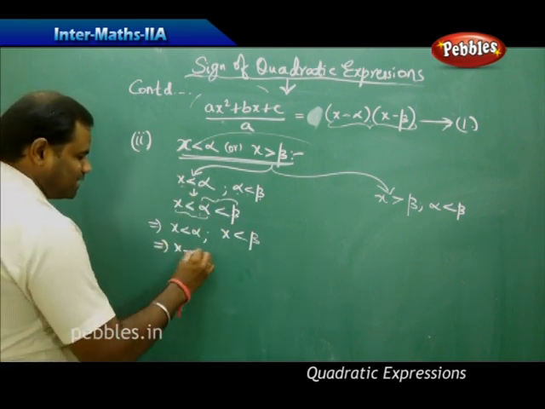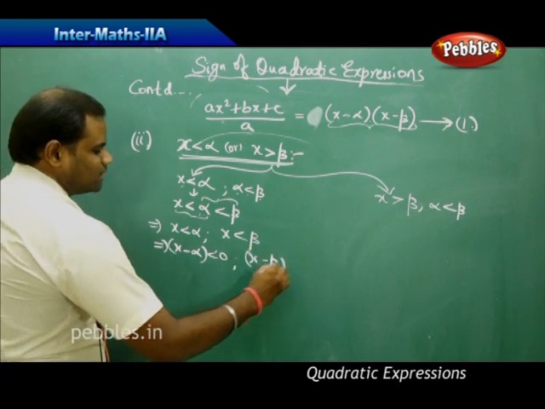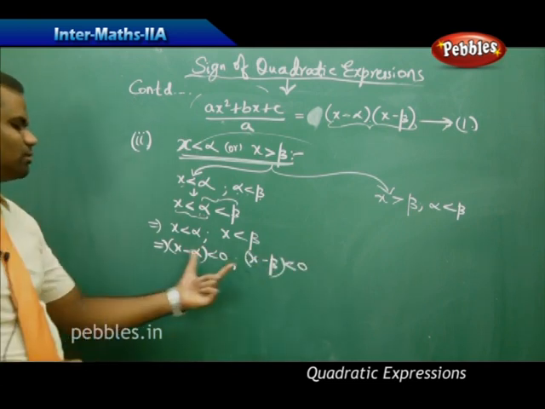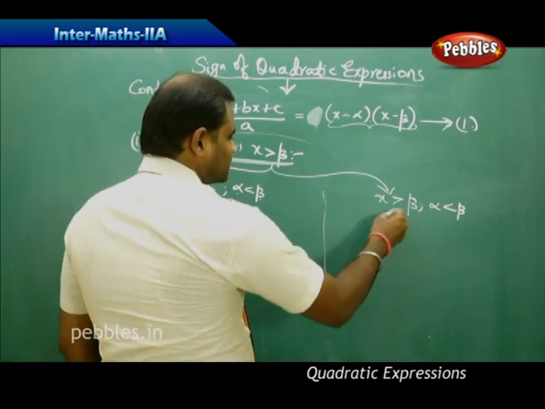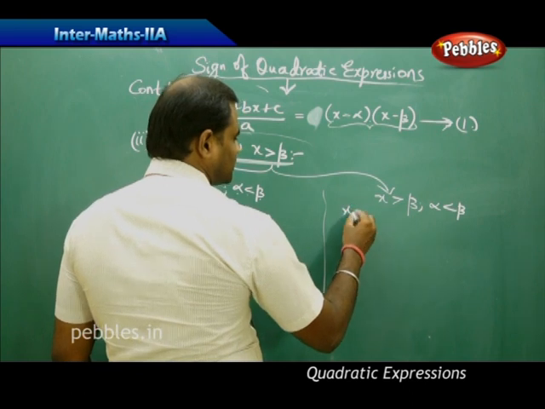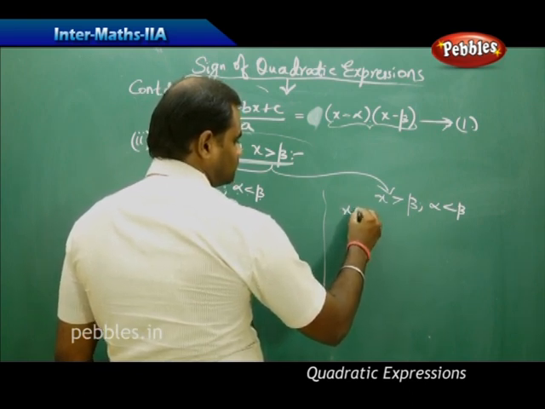Therefore, I get x minus alpha is less than 0 and x minus beta is also less than 0 in the initial case. Now let's see the second case of x greater than beta and alpha less than beta.